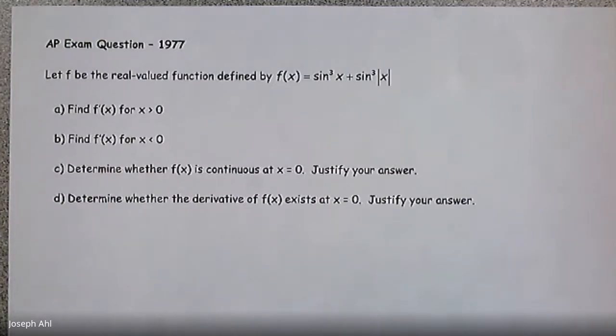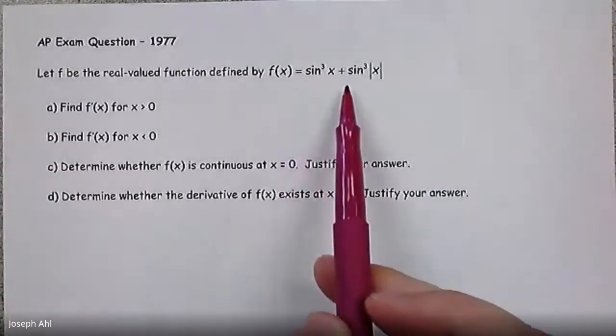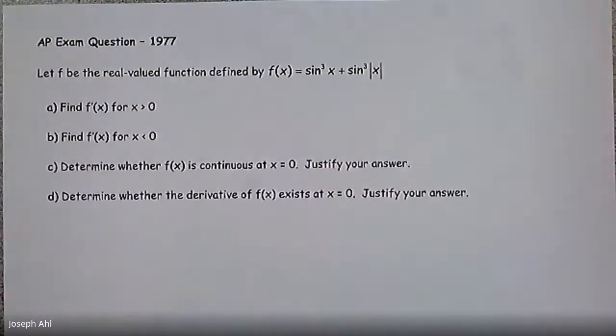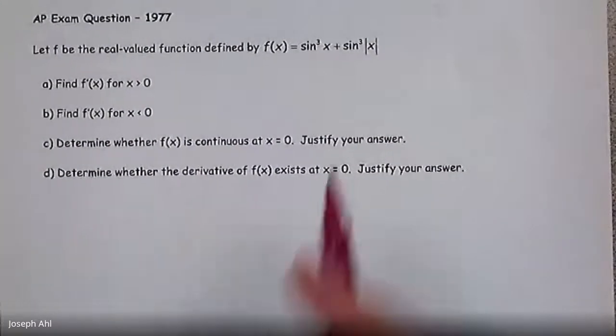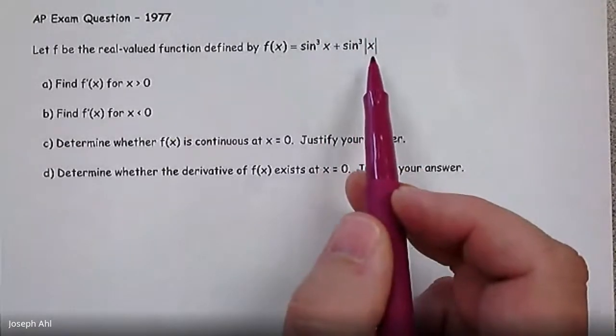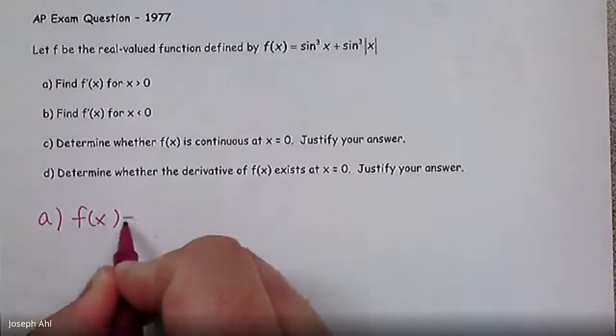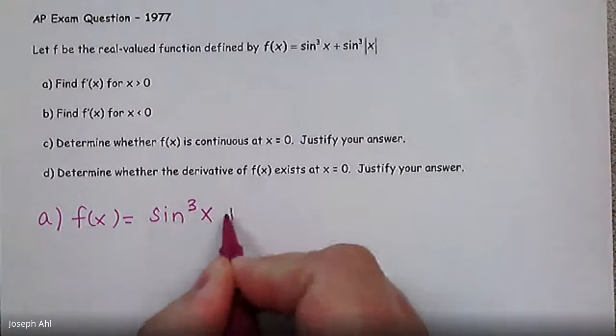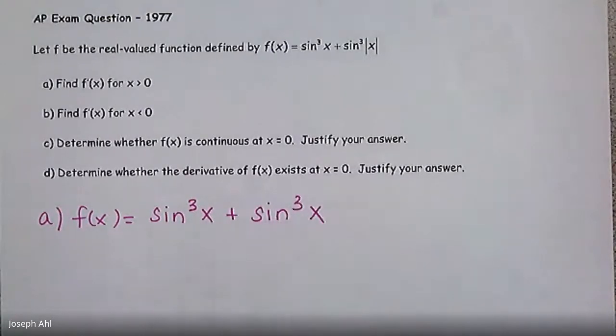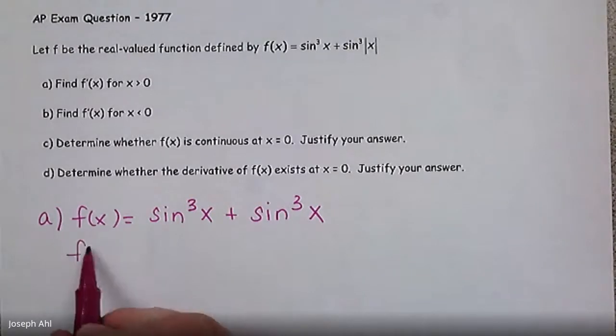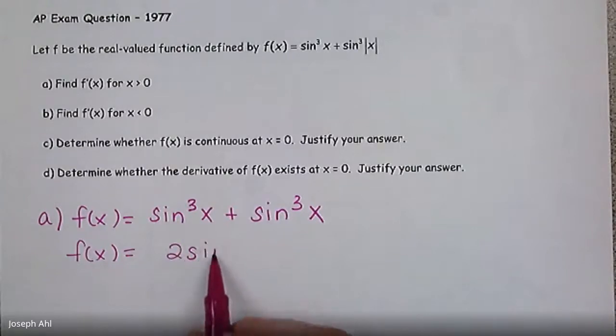So taking a look here, the initial conditions is we have a function f defined by f of x equals sine cubed x plus sine cubed of the absolute value of x. And the first thing we want to do is find the derivative for x values that are greater than 0. All right, so to get started, if x is greater than 0, we have to split this up because of the absolute value nature here. We can, for part A, say that our function f of x is sine cubed plus sine cubed. So from there, what we can do is combine these into the function 2 sine cubed x.